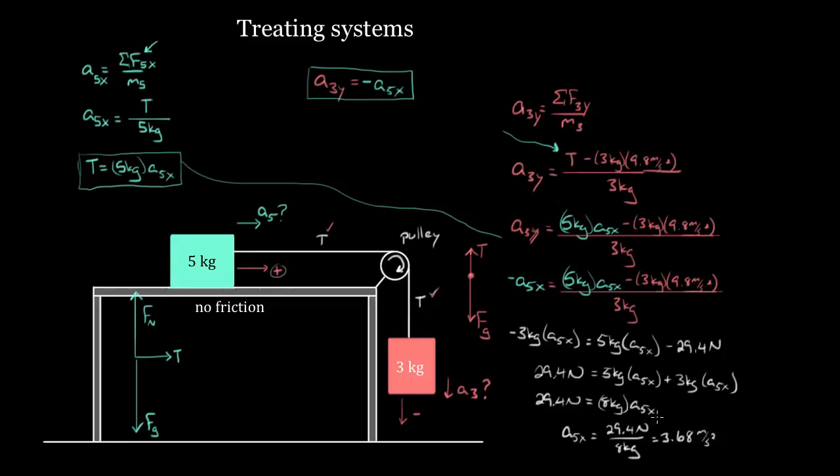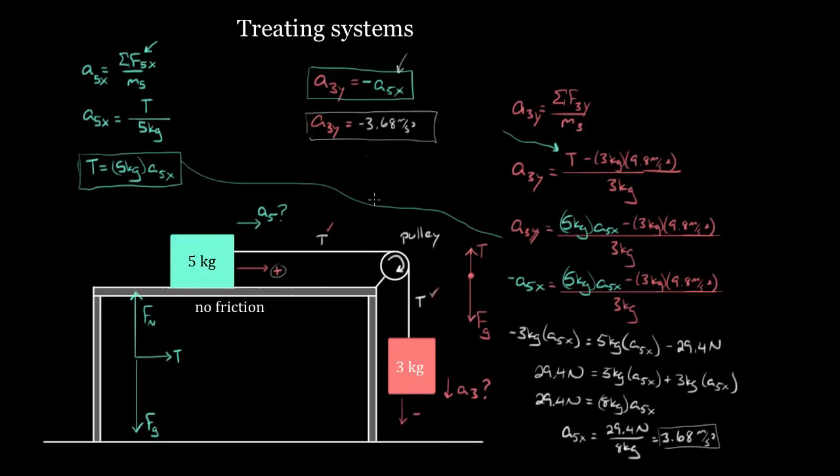But that's just of the 5 kilogram mass. How do we get the acceleration of the 3 kilogram mass? Well, that's easy. It's got to have the same magnitude as the 5 kilogram mass. All I have to do is take this number now. I know what a5x is. So if I just plug that in right here, then I know that a3y is just going to be equal to negative 3.68 meters per second squared. And I'm done. I did it. We figured out the acceleration of the 3 kilogram mass.